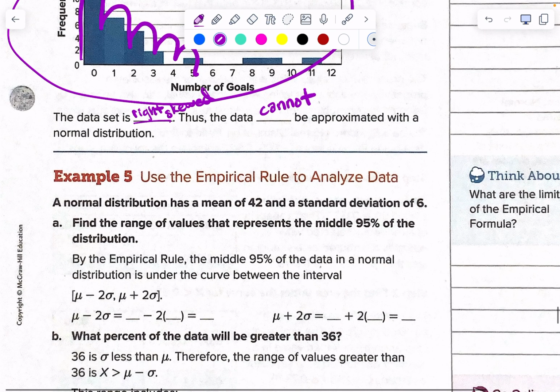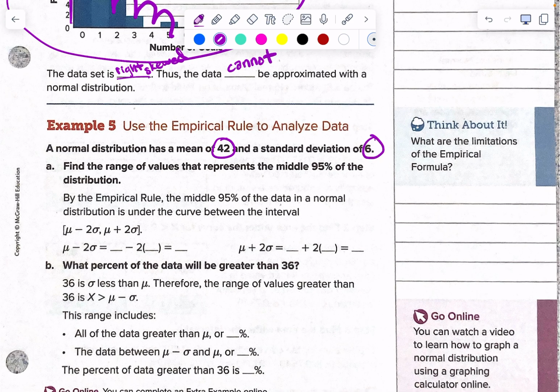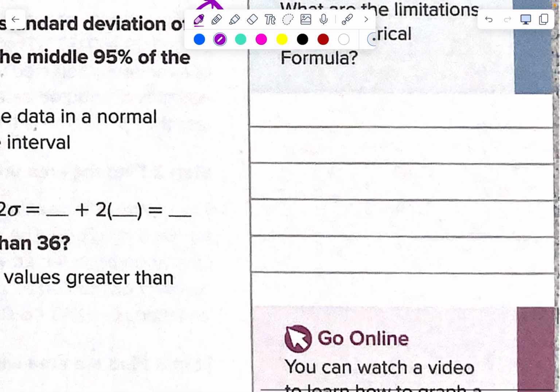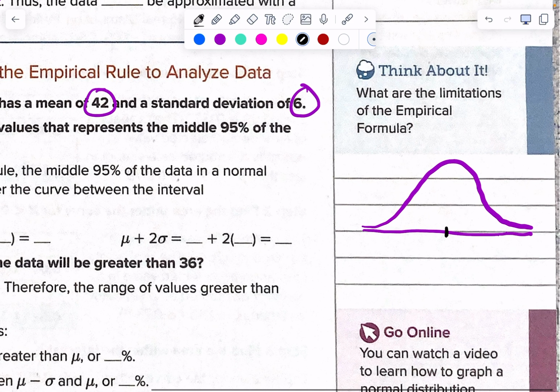All right, here is where we're going to get into information. Example 5. A normal distribution has a mean of 42 and a standard deviation of 6. So what I want you to do down here in the corner, draw the best bell-shaped curve you can. And what number goes down here in the middle? The average. What is the average? 42. With a standard deviation of 6.